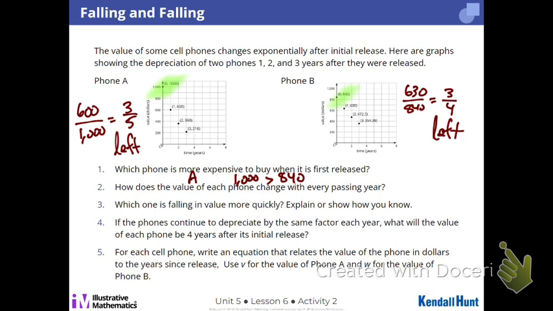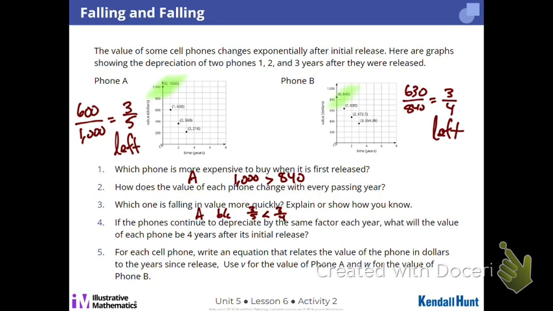Who's falling more quickly then? A or B? A. How do we know? Because 3/5 is what compared to 3/4? Yes. See, the amount left is smaller, so it's going faster. Also, if you were to connect these dots, look how much steeper it is. Are you guys seeing that? Okay, cool. So it's really because that 3/5 is less than 3/4.